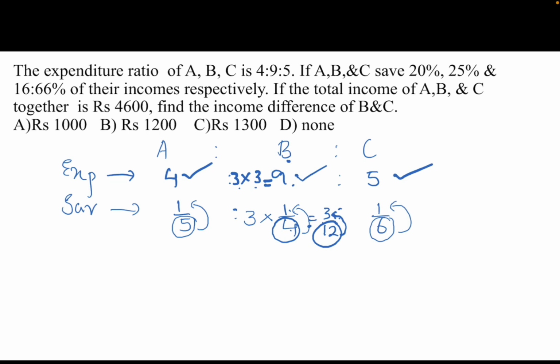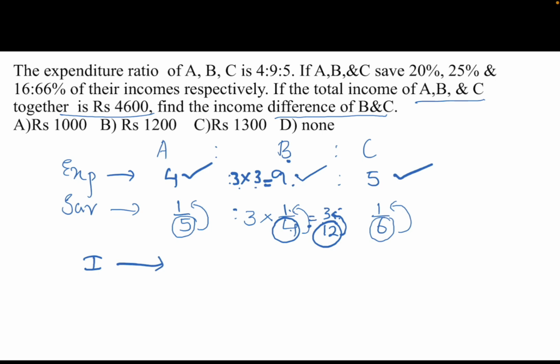Next, so the income ratio will be how much now? They are asking us the total income of A, B and C together, they have given the income. So the income difference of B and C is asked. So first to find that we want the income ratio. So income ratio is what?